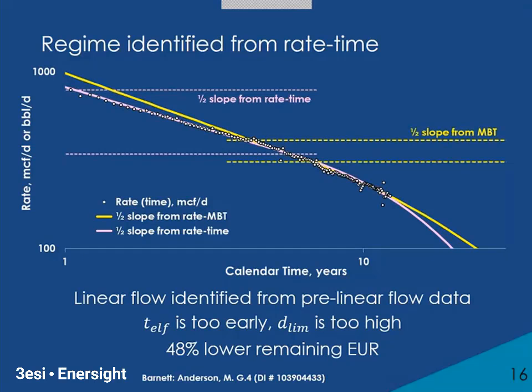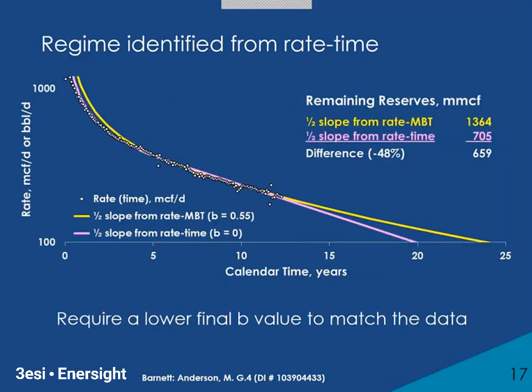And I'm stating the EUR here, but let's look at this same data in terms of EUR. So in purple is the fit we get looking for linear flow using rate versus time, and the yellow is what we would obtain using rate versus material balance time. And in this case, there's a 48% difference in the remaining EUR.